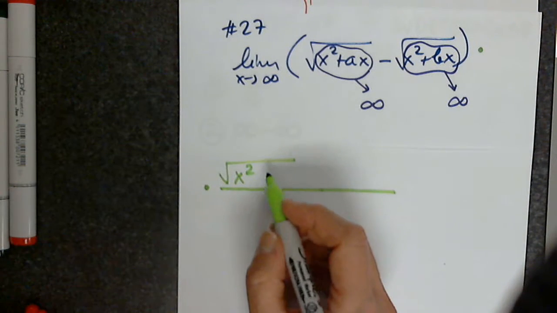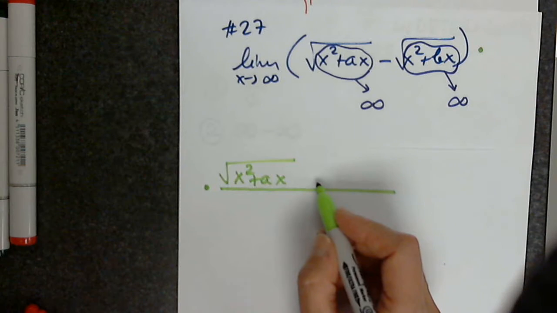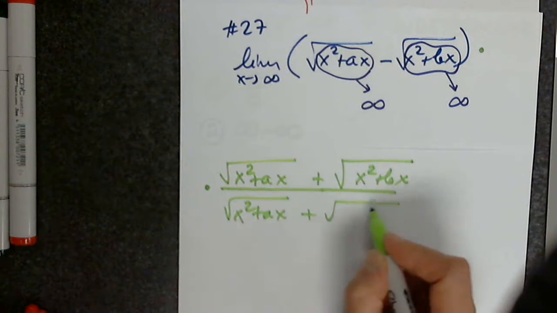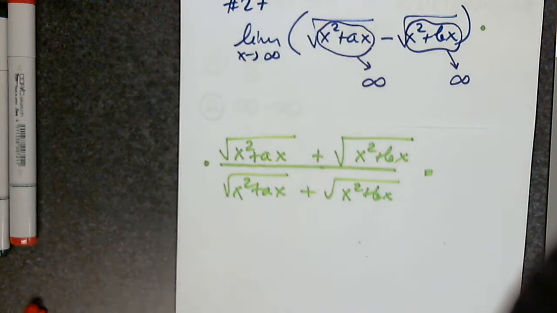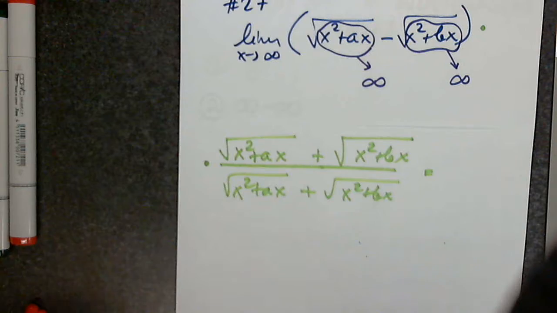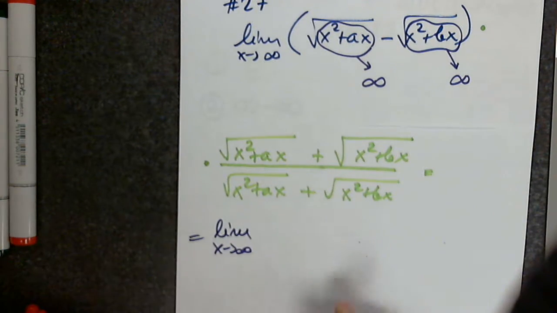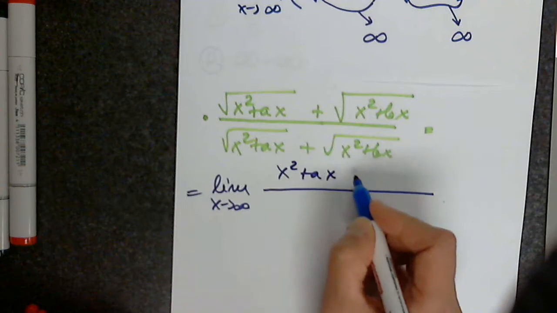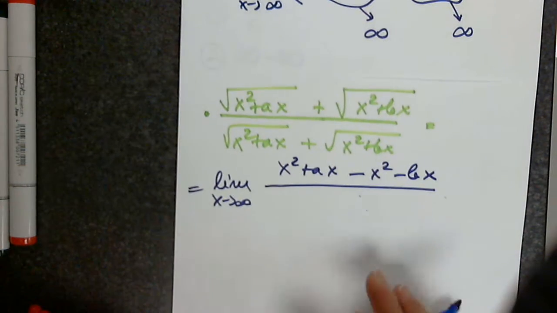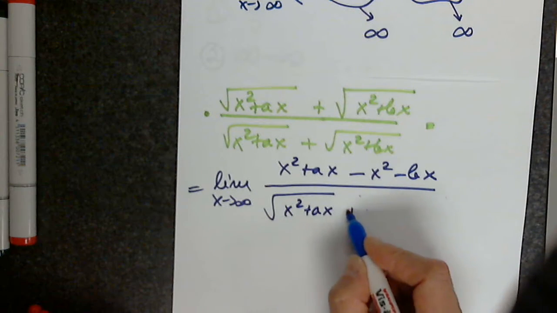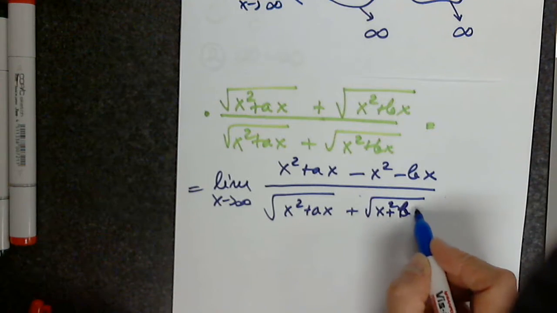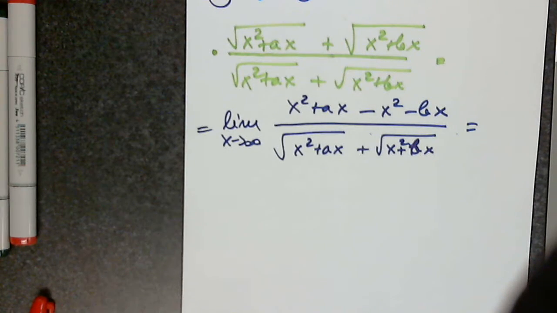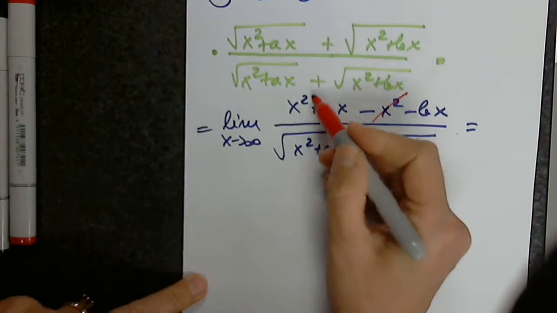The square root of x squared plus ax plus the square root of x squared plus bx. Very good. And the same thing in the denominator. Good. Good. Next. What is the next step? x squared plus ax minus x squared minus bx. Excellent. Over the denominator. Very good. Perfect step. Next. Yes. Awesome. Next.